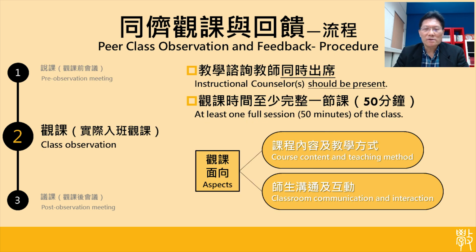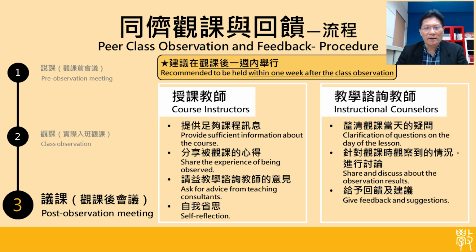During the observation, both instructional counselors will attend the class at the same time and stay for at least one class session, which is about 50 minutes. Having both counselors present together helps reduce the workload for the new faculty members, so they don't need to prepare twice or explain the class separately to different observers. We understand that many courses at NTNU last at least 2 or 3 hours. However, the minimum observation time has been set at 50 minutes. During the observation, counselors will mainly focus on aspects such as the delivery of course content, teaching methods, and the interaction between instructor and students.